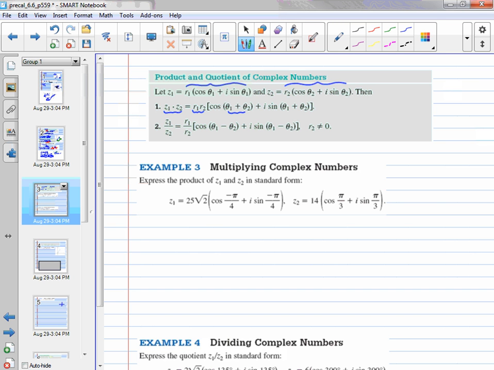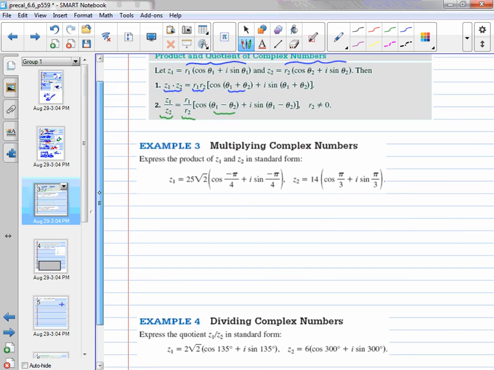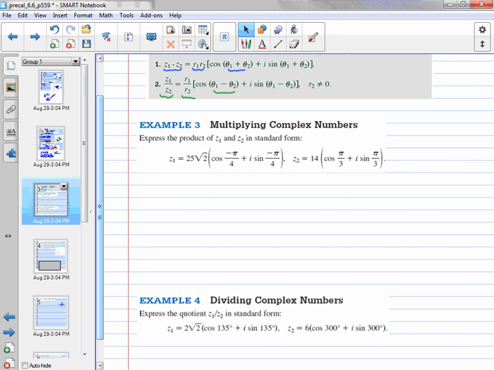If I am dividing, very similar. If I want to divide the two numbers, I divide the moduli, and I subtract the angles. So let's try them out on example 3. Express the product of z sub 1 and z sub 2 in standard form. Now they've started us with trig form. We're going to use the trig form to multiply them together, and then we'll translate the trig form back into standard form. Remember, standard form is a plus bi.